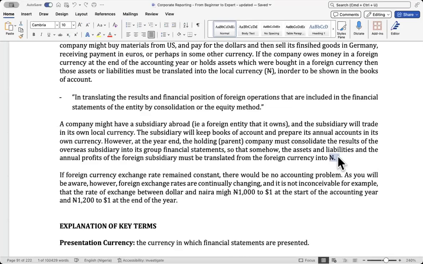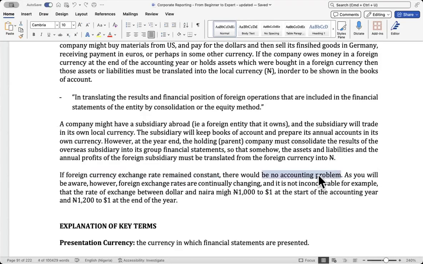But you see, if the exchange rates were constant, it is not something that changed, right? From the two scenarios I've shown you, whether from a foreign currency transaction or from a foreign operation, when you want to bring them into your books, if the exchange rate is the same, if it's 1,000 naira to a dollar all through the year, then there won't be any accounting problem if you are using the same exchange rate all through. But you agree with me that it's not stable, it changes, it fluctuates.